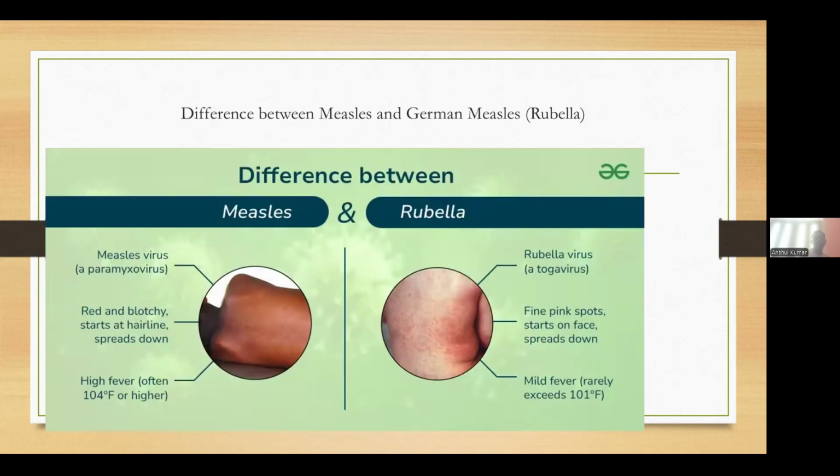Now, coming to the difference: what is the major difference between measles and German measles, that is rubella? You can see here that measles virus is a paramyxovirus. It belongs to the paramyxovirus category, whereas rubella virus is a togavirus. Here, the symptoms appear as a red and blotchy rash that starts at the hairline and spreads down. And here, fine pink spots start on the face and spread down. Here, high fever, often 104 degrees Fahrenheit or higher. And in rubella, there is a mild fever that rarely exceeds 101 degrees Fahrenheit.